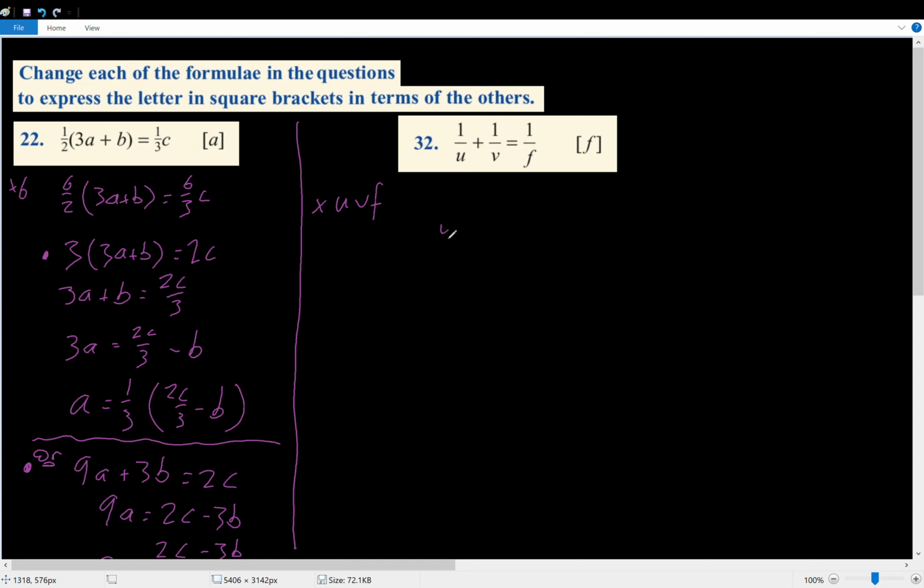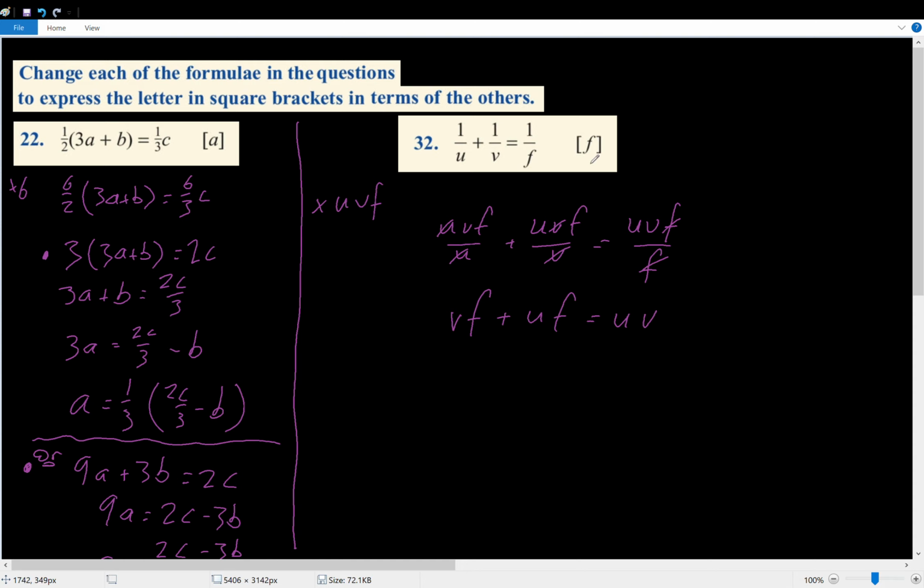So we're going to get uvf over u plus uvf over v is equal to uvf over f. And now we can do a little bit of cancellation. Our top has got a u and our bottom's got a u in our first fraction, so they will cancel each other out. And the top has a v, bottom has a v in our second fraction, and then our f's are going to cancel in our last one. So we're left with vf plus uf is equal to uv.